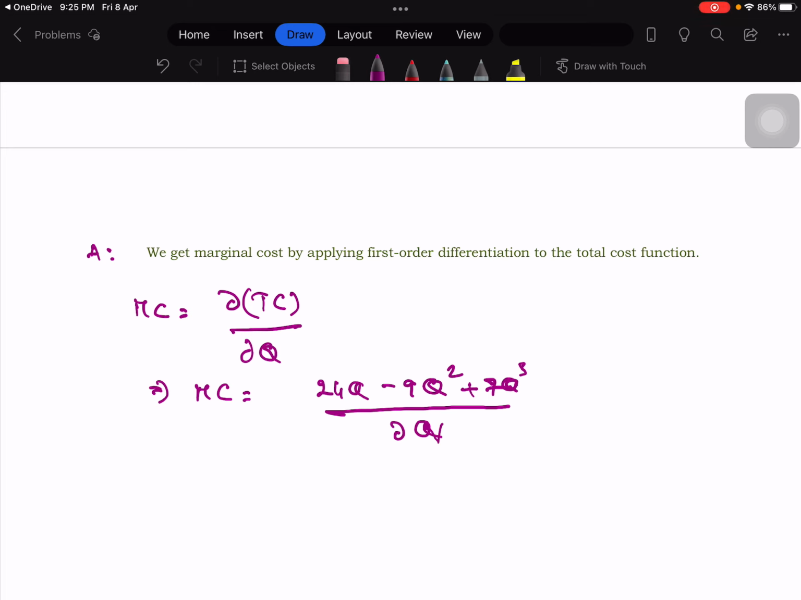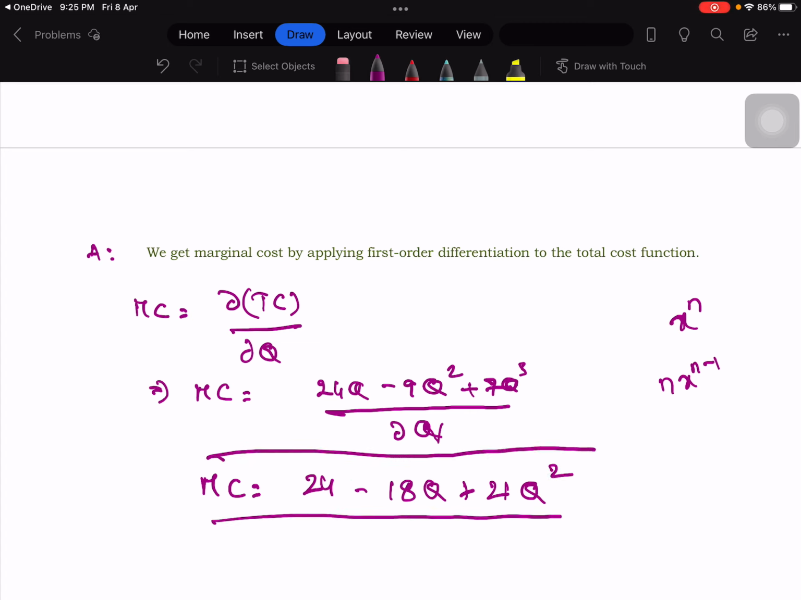For example, d by dx of a x to the power of n becomes n a x to the power of n minus 1. That is how you get it. So MC is equal to 24 minus 9Q square: 2 into 9, 18, Q square becomes Q only, plus 3 into 7, 21, Q cube becomes Q to the power of 3 minus 1, Q square. So MC will become 24 minus 18Q plus 21Q square.